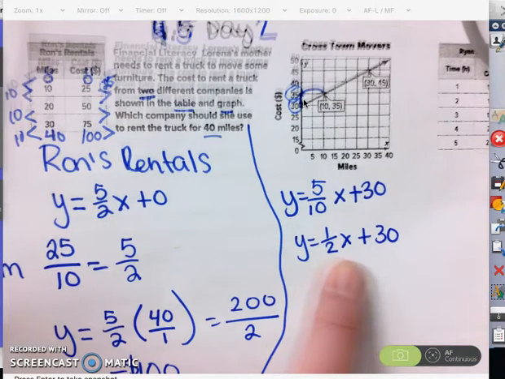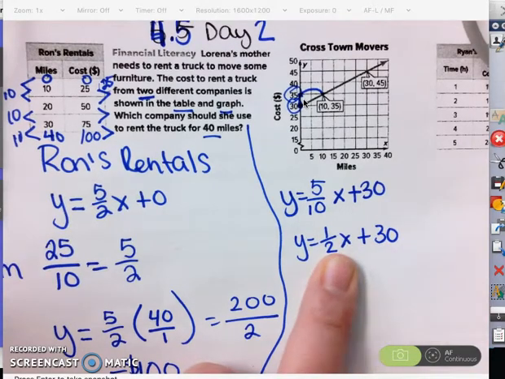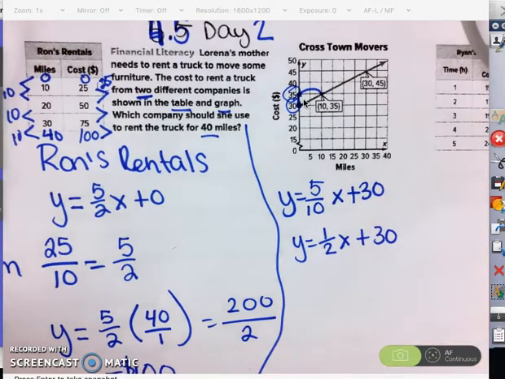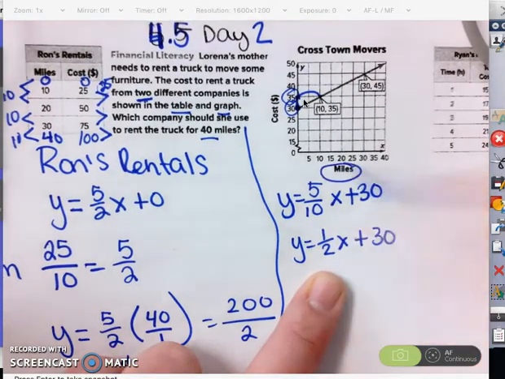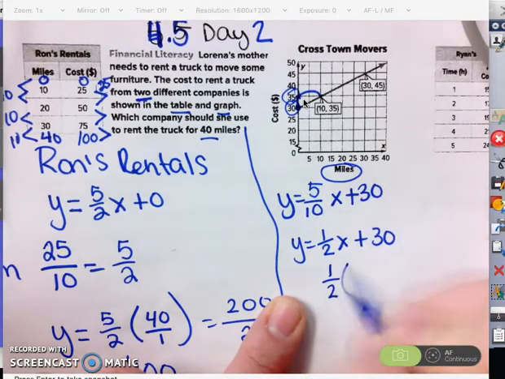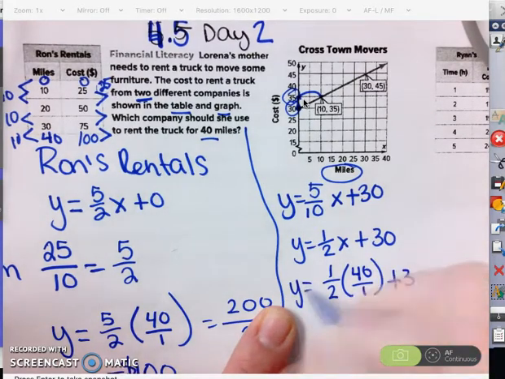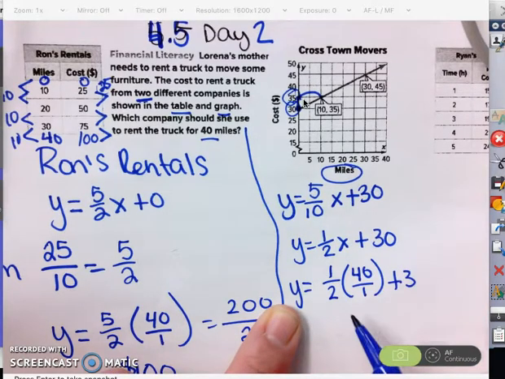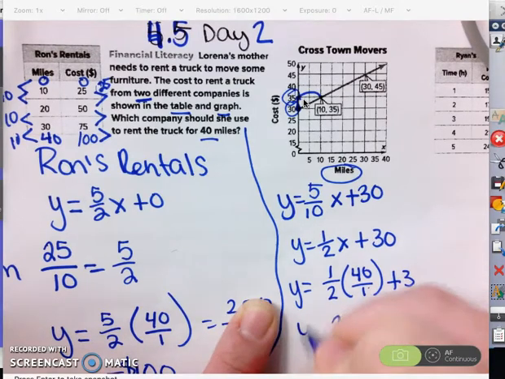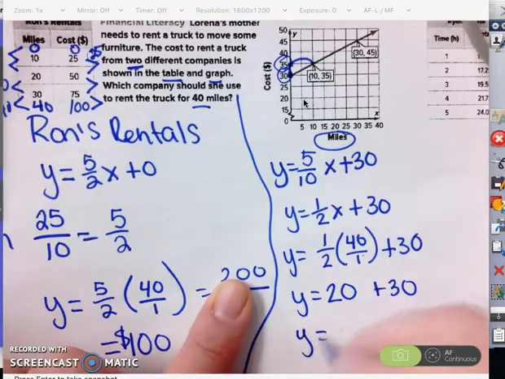So that means the rate per mile is 1/2. What does that mean? What's 1/2 of a dollar? 50 cents. Okay, so now I want to figure out how much it is for 40 miles. Well, my x is miles, so I'm going to put 1/2 times 40 plus 30. And that's going to be my total cost. So I remember I have to do the multiplication first. Sorry. What's 1/2 times 40? 20 plus 30, y equals 50.